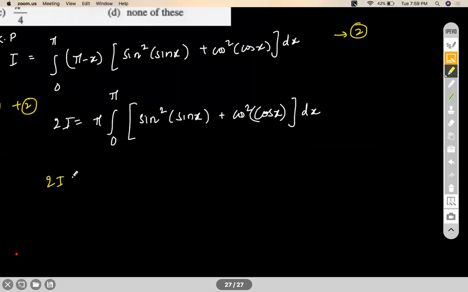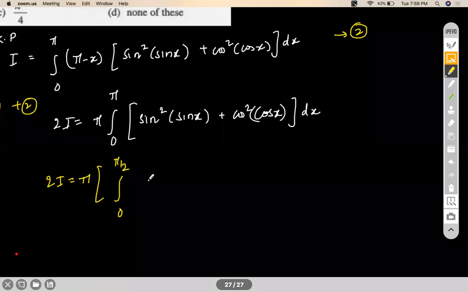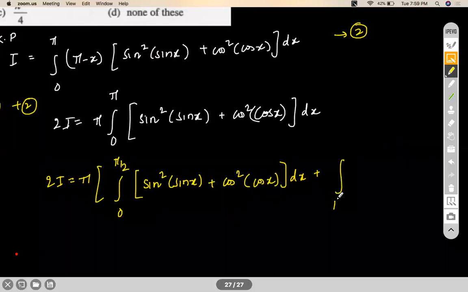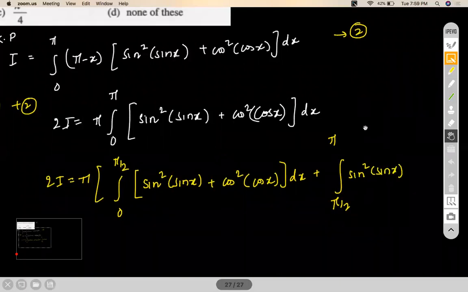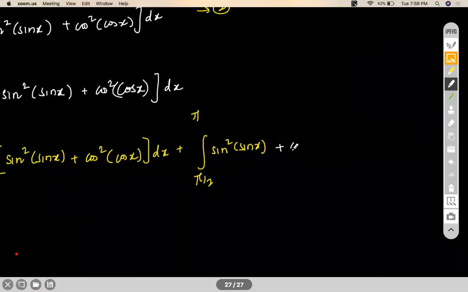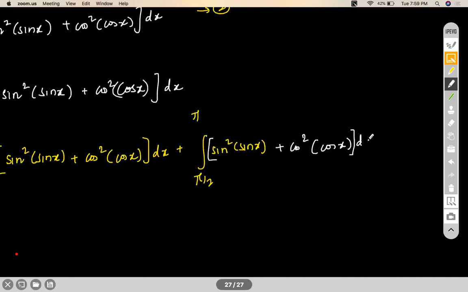Now what I'll do is use the splitting of limit property. So 0 to pi by 2 of sine square sine x plus cos square cos x, and then from pi by 2 to pi of sine square sine x plus cos square cos x. Later on, we'll learn something called the halving the limit property. Then we'll not have to do so much actually.